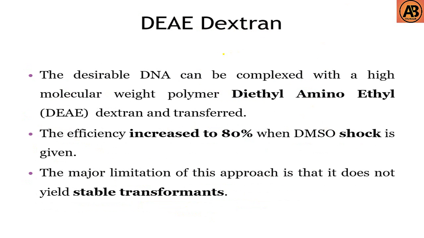Then dextran. The DNA can be complexed with a high molecular weight polymer, diethylaminoethyl, DEAE dextran, and transferred. The efficiency increases to 80% when DMSO shock is given. The major limitation of this approach is that it does not yield stable transformants. So these are all about gene transformation.